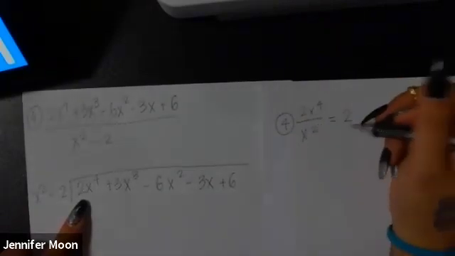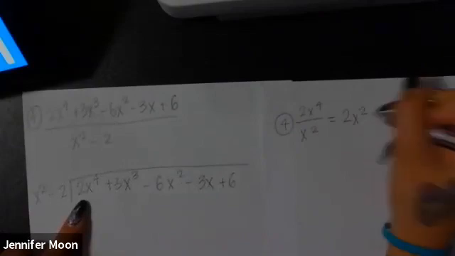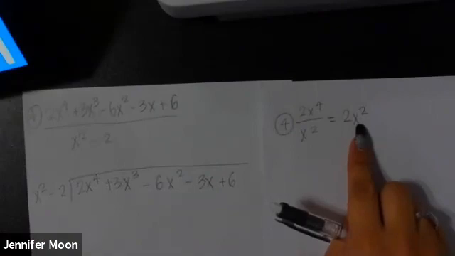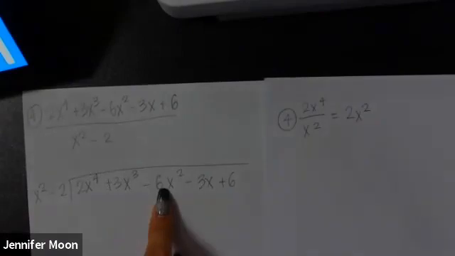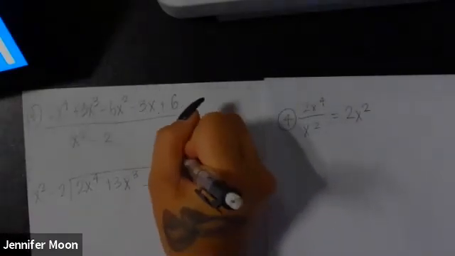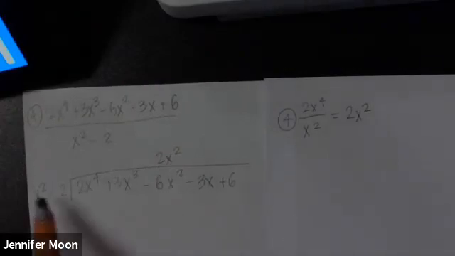Signs are the same, so it's positive. x to the fourth divided by x squared is keep and subtract. It's going to be written above the x squared term. So that's 2x squared. Okay. So now what we do is you multiply this times your divisor.